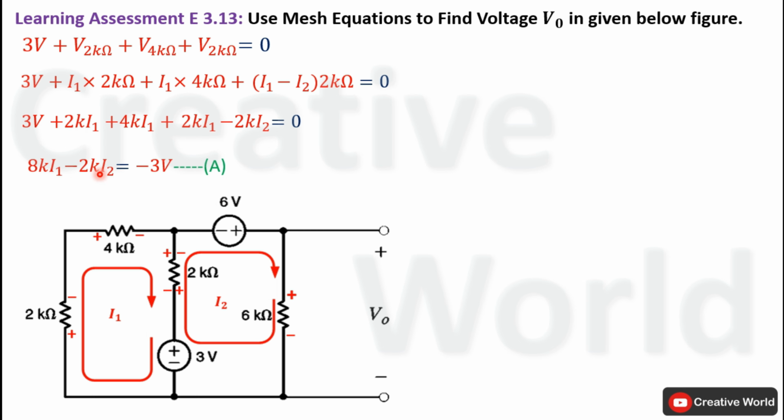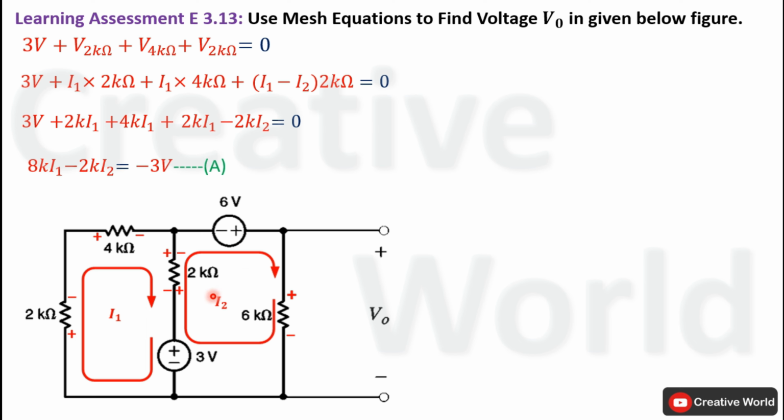So the equation will become 8k I1 minus 2k I2 equal to minus 3 volt. This equation cannot be further solved, so we will leave this equation for now and label this equation as equation A. This is the first mesh equation of this network.